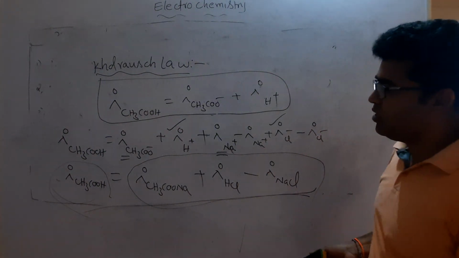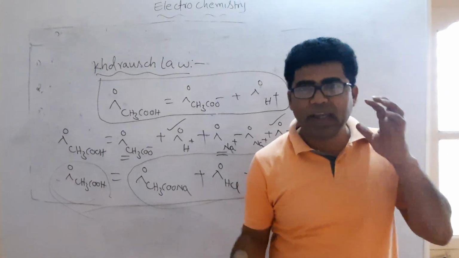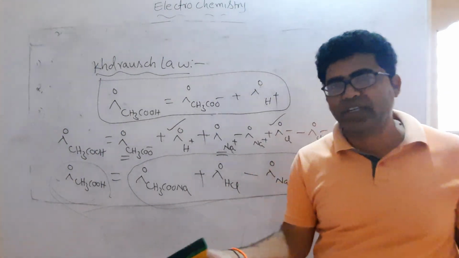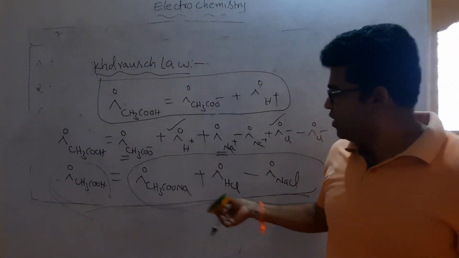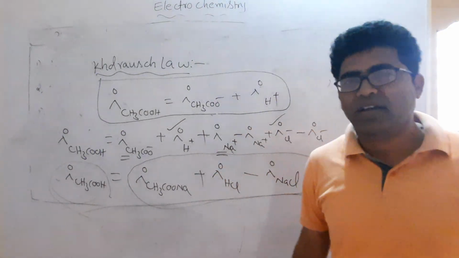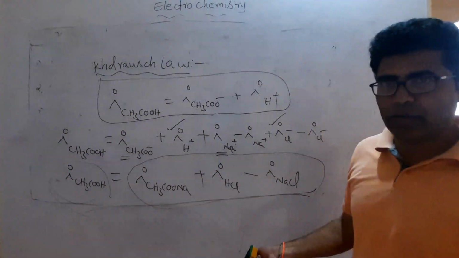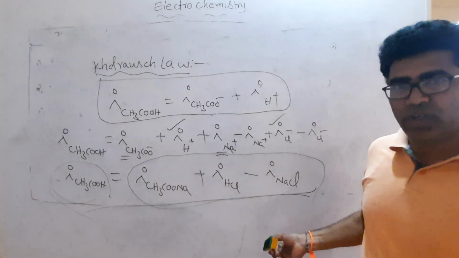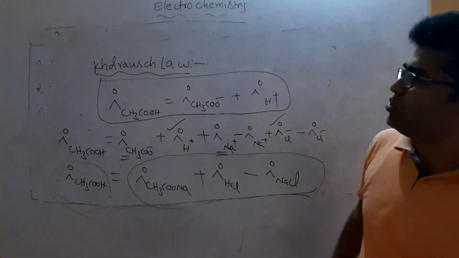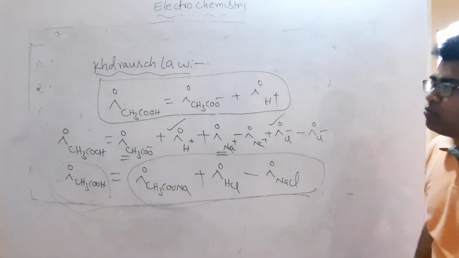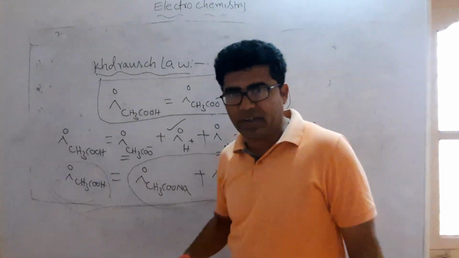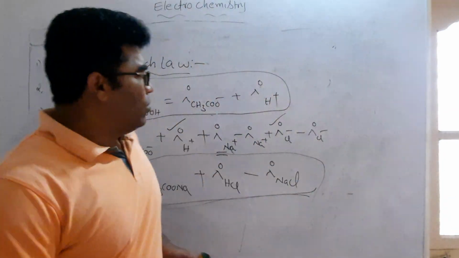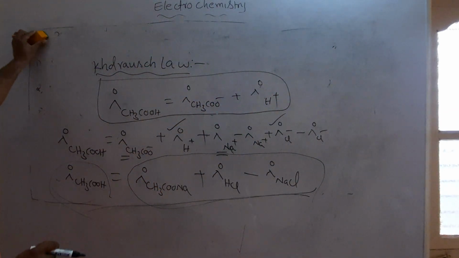If two things are separated by equal to, less than, greater than, plus, negative, minus, these are all mathematical approach. So the mathematical approach is useful to find the limiting molar conductivity of a weak electrolyte. That is the benefit of Kohlrausch law.